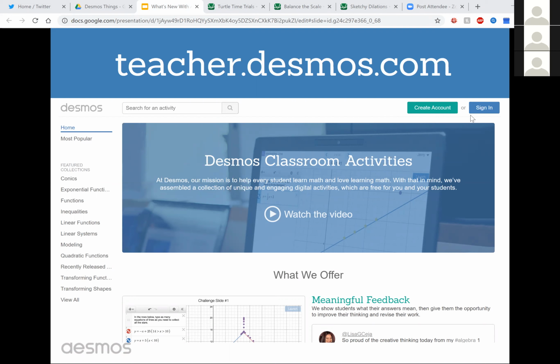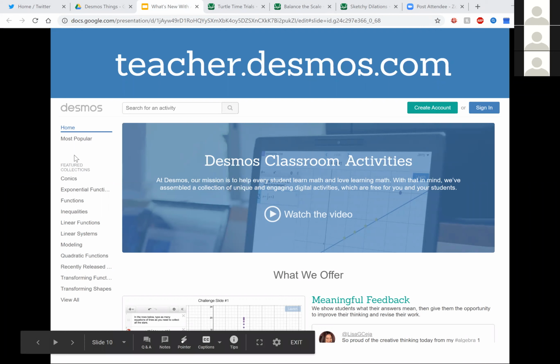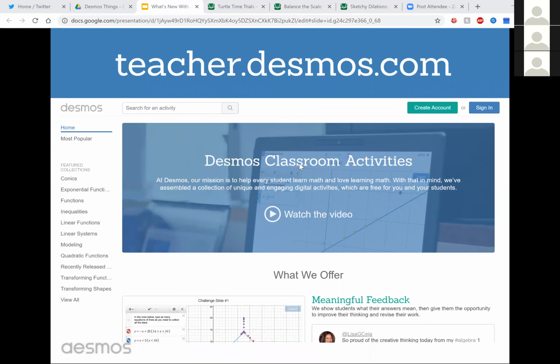On the top right, you'll have to sign in. I use a Google account because it links very nicely. On the side here are the featured collections. These are not all the activities, but they have bundled some things together here. And one of the new ones they put there is something for recently released activities.